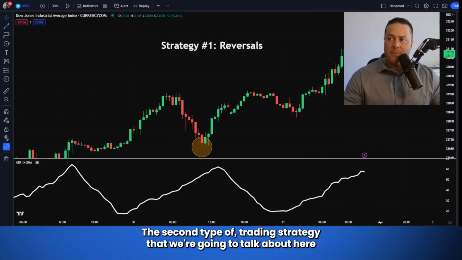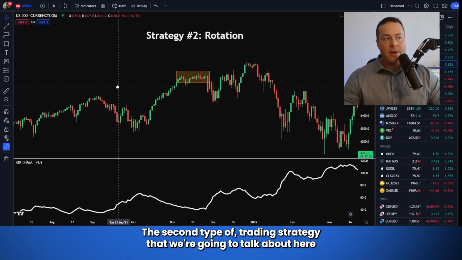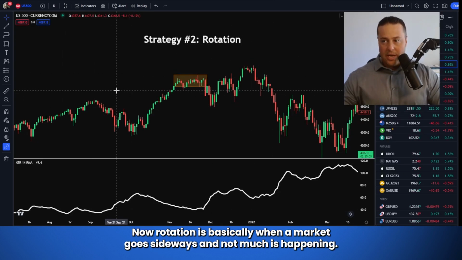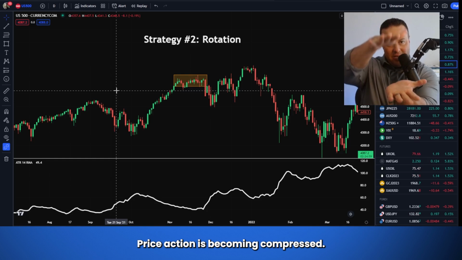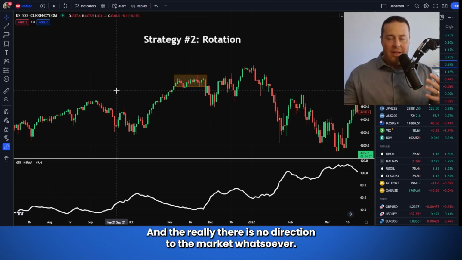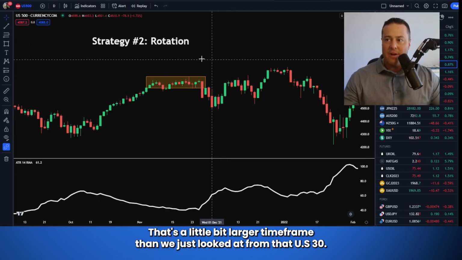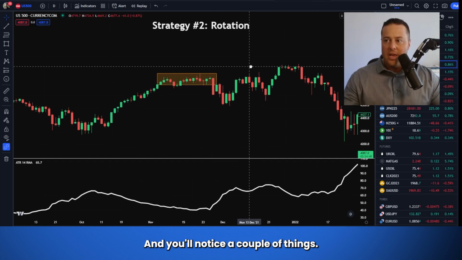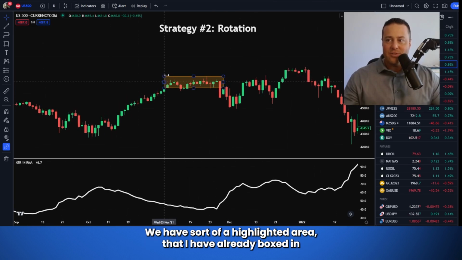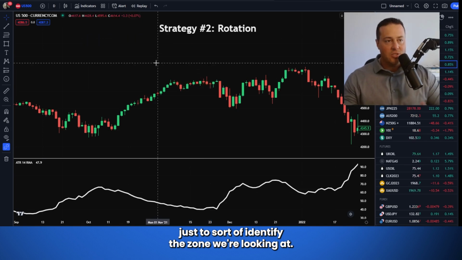Okay, the second type of trading strategy that we're going to talk about here is rotation. Now, rotation is basically when a market goes sideways and not much is happening. Price action is becoming compressed and there is no direction to the market whatsoever. Now, this is a daily US 500 chart. This is a little bit larger time frame than we just looked at from that US 30, and you'll notice a couple of things. We have sort of a highlighted area that I have already boxed in just to sort of identify the zone we're looking at.